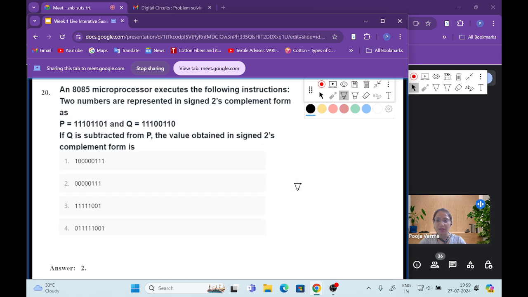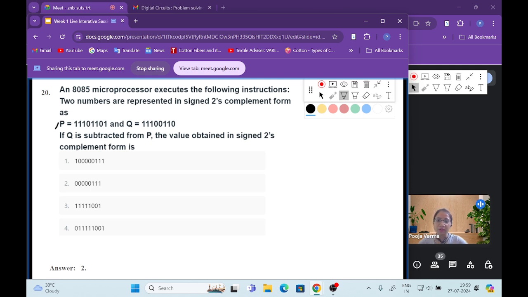Okay, so moving to the next question, the last question. An 8085 microprocessor executes the following instructions. Two numbers are represented in signed 2's complement form.